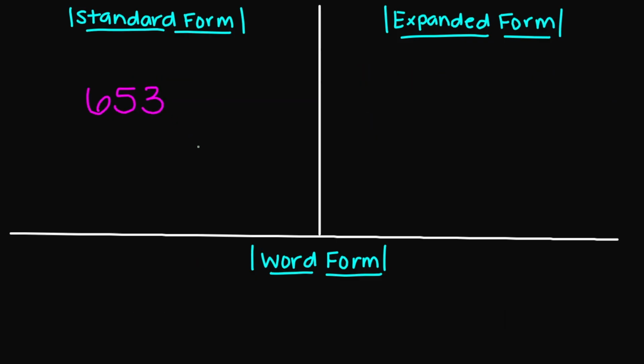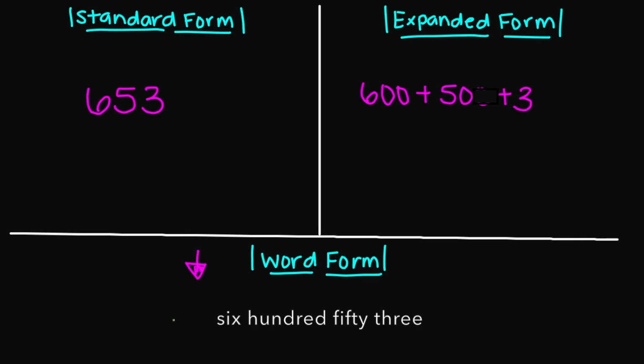What about this number here? 653. Your expanded form is going to be 600 plus 50, and then plus 3. And your word form is going to be 653. And if you are not able to see that for your expanded form, don't forget 600, 50, and then your 3. This is your expanded form here, which is what we have here, all right?